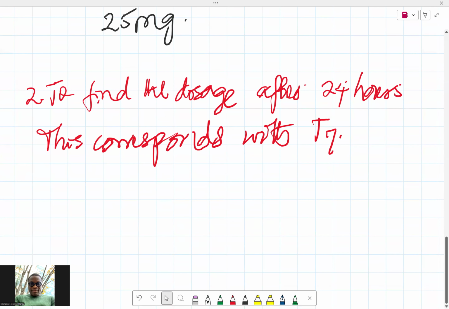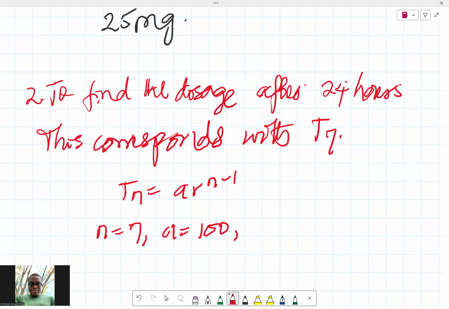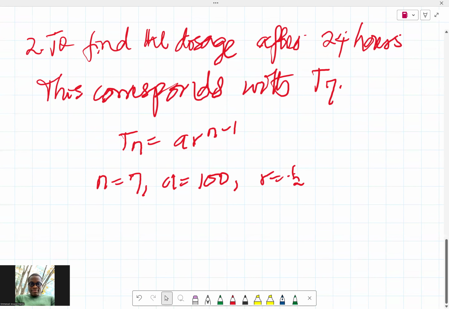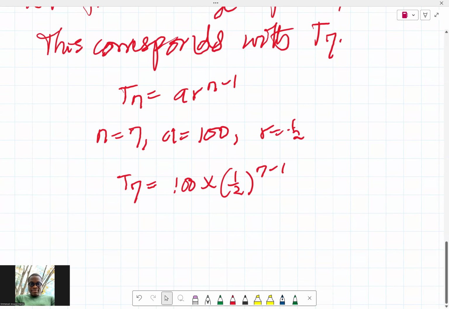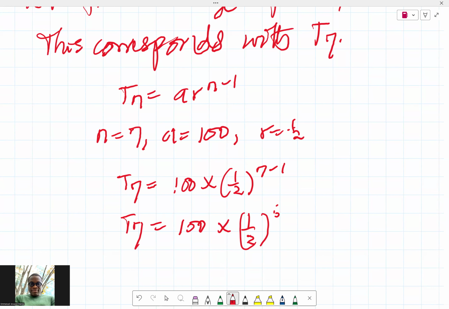So now we have, again, a reminder: Tn is equal to AR raised to power n minus 1. So here n is 7. A is 100 milligram, which we are given initially, and R is half because it keeps getting halved like that. So we have T7 is equal to 100 times 1 over 2 raised to power 7 minus 1. So that means that T7 is 100 times 1 over 2 raised to power 6.